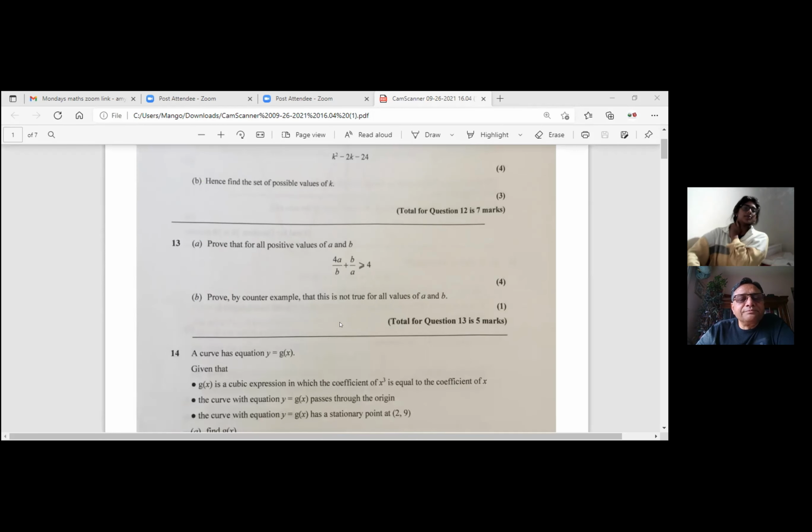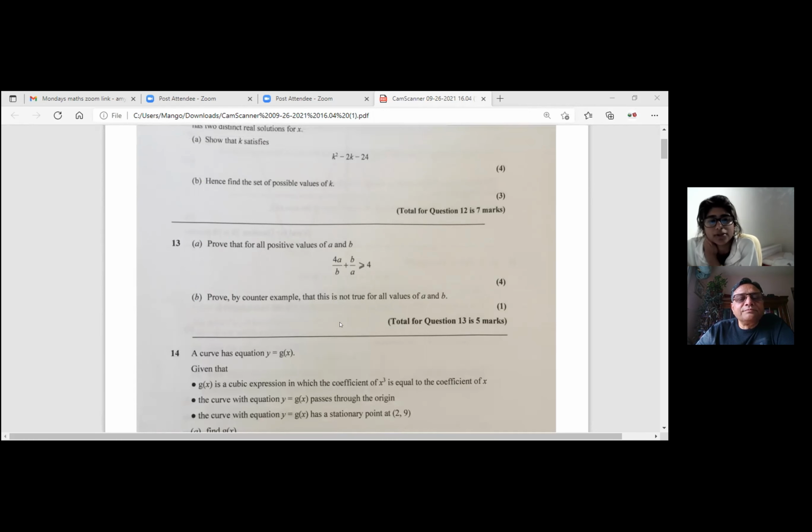13a. Okay. So prove that for all positive values of a and b, 4a over b plus b over a is greater than or equal to 4. So the first part is to prove that for all possible values of a and b, this expression is greater than or equal to 4. Because we have all positive values of a and b, both a and b are greater than 0.